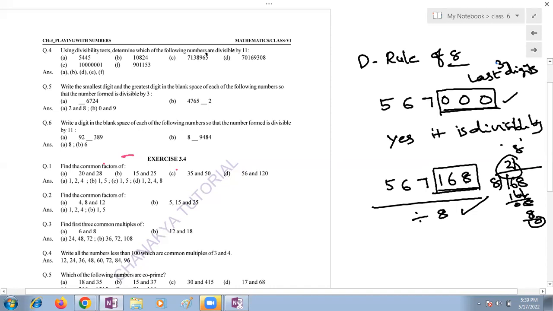Ma'am, it takes a long time to divide, right? The last 3 digits should be 0, 0, 0, or it should be exactly divisible by 8. That is the rule of 8. Ma'am, is there any trick that we can do division easily with 3 digits? Easily, by looking only, you can easily find out, my dear.